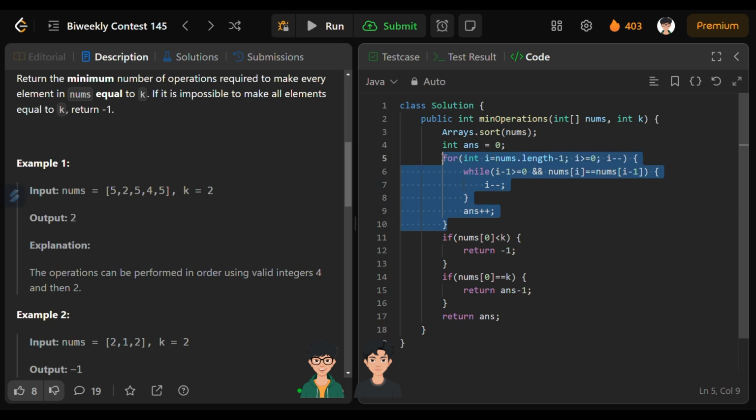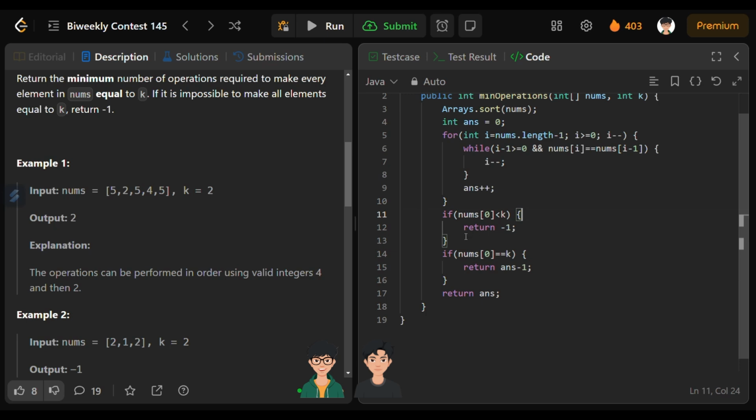This code is doing the same thing. In this array there are three unique elements: 2, 4 and 5. So 3 minus 1, there will be only two operations possible in that.